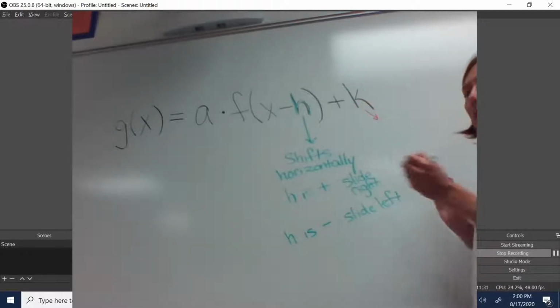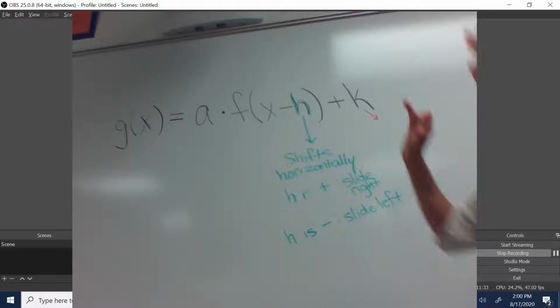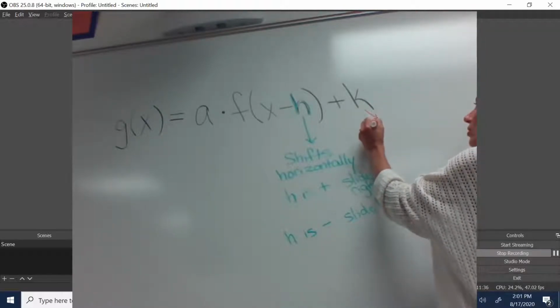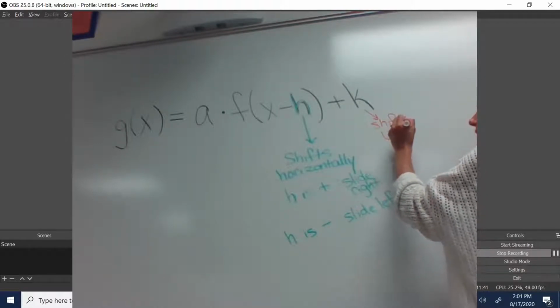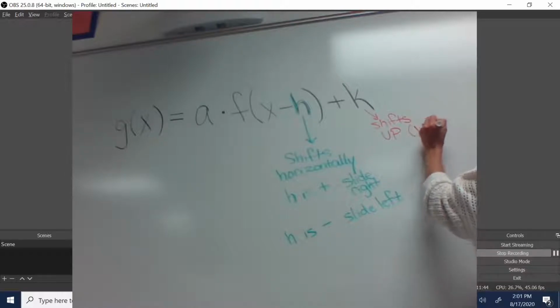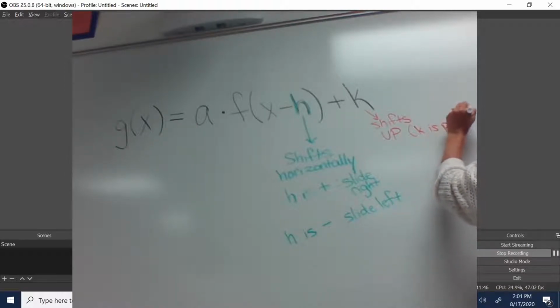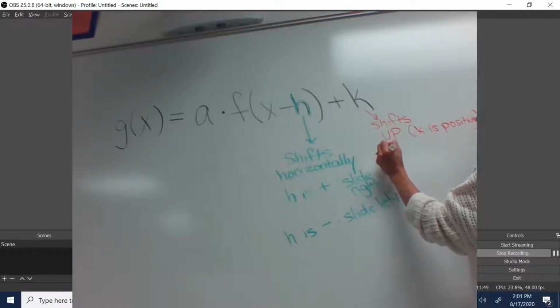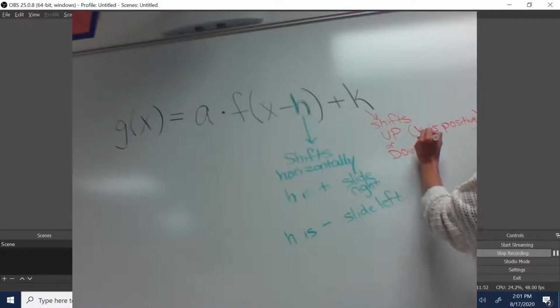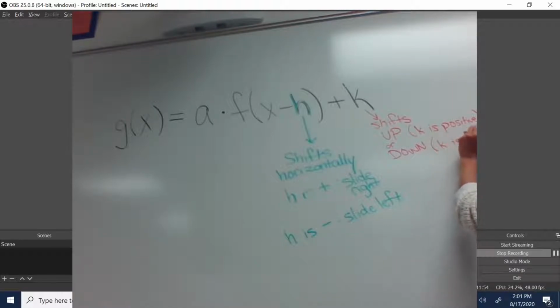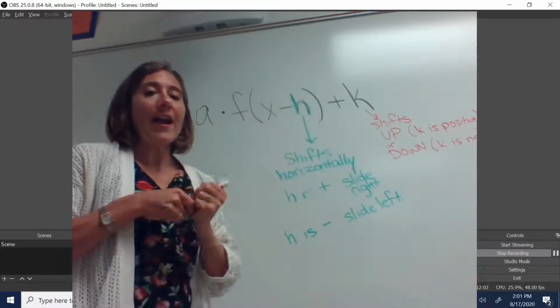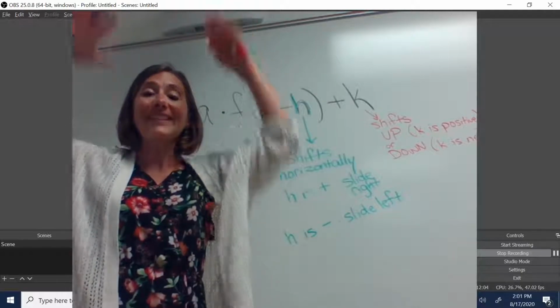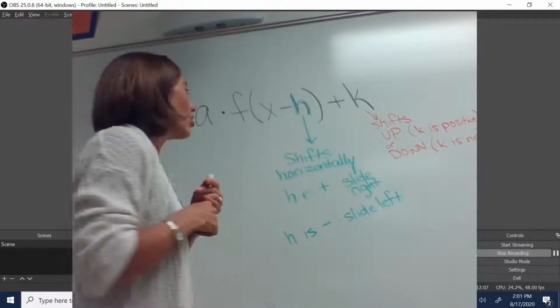The next part of your exploration focused on the K values. And the K values, if you noticed, they shifted things up and down. So, shifts up. And that happens when the K is positive. Or down, and that happens when the K is negative. Which totally makes sense because think about your y-axis. Up is positive and down is negative. Okay, so that's logical on those.